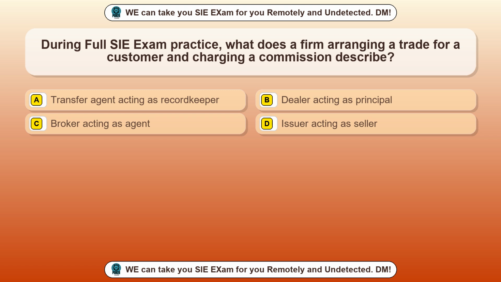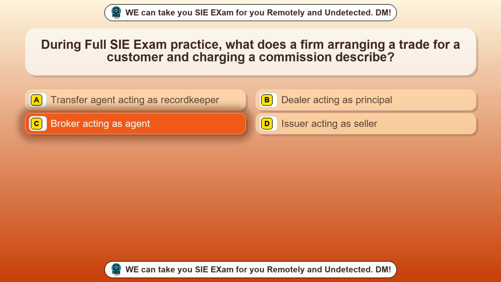Question 89. During full SIE exam practice, what does a firm arranging a trade for a customer and charging a commission describe? Option A, transfer agent acting as record keeper. Option B, dealer acting as principal. Option C, broker acting as agent. Option D, issuer acting as seller. The correct answer is option C, broker acting as agent.